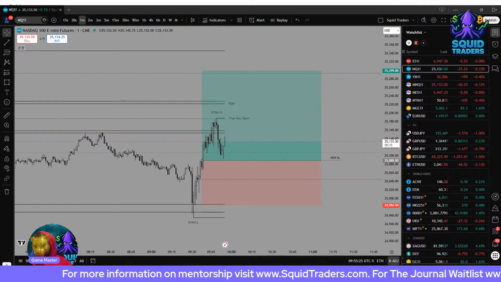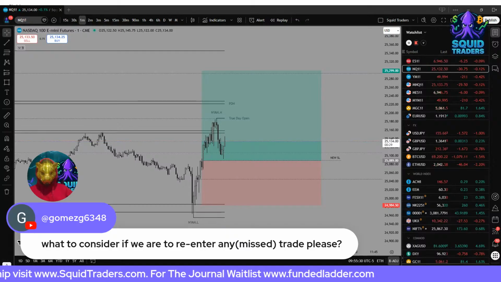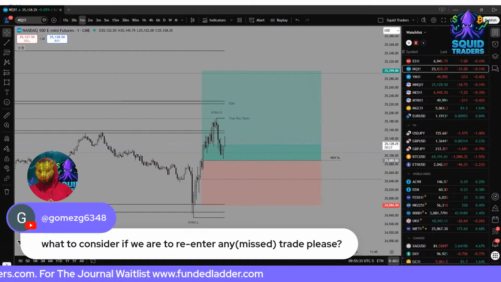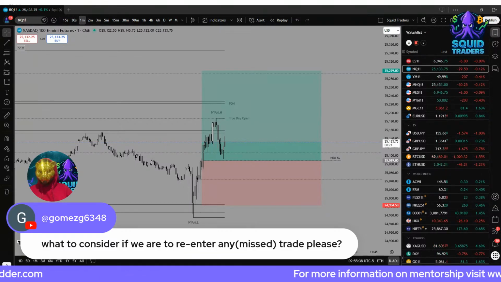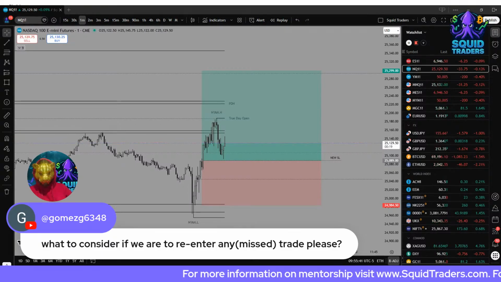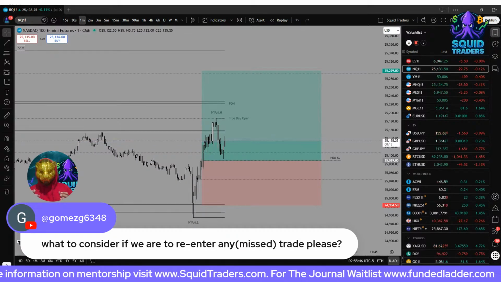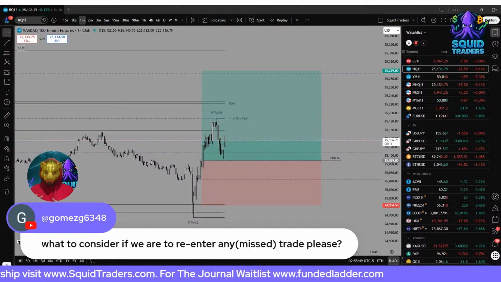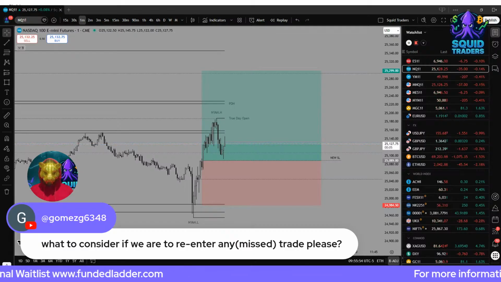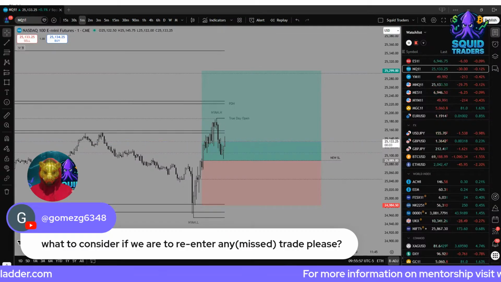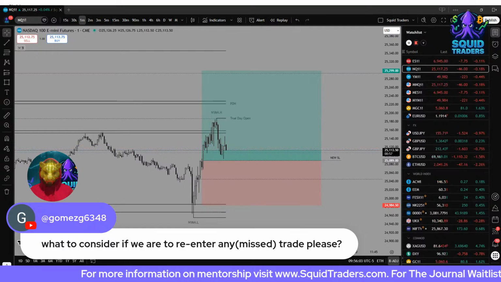What to consider? Okay, this is a good question: what to consider if we are to re-enter any missed trades? So when you miss a trade, what you consider is that the second entry is basically some other sort of entry model that's playing out. Until you're getting another entry model that plays out, you cannot think about a re-entry. You're asking for trouble if you jump into a trade when the entry is already gone. You need to have the right risk to reward, and make sure you have another entry opportunity to take the trade. Otherwise, you're just gambling, nothing else.